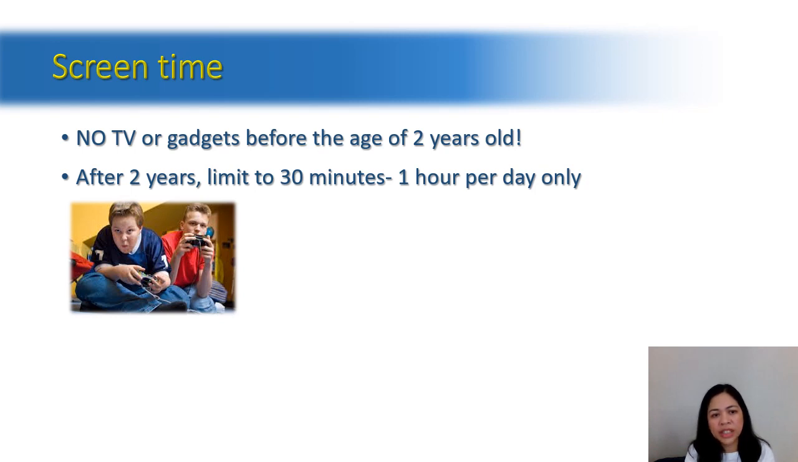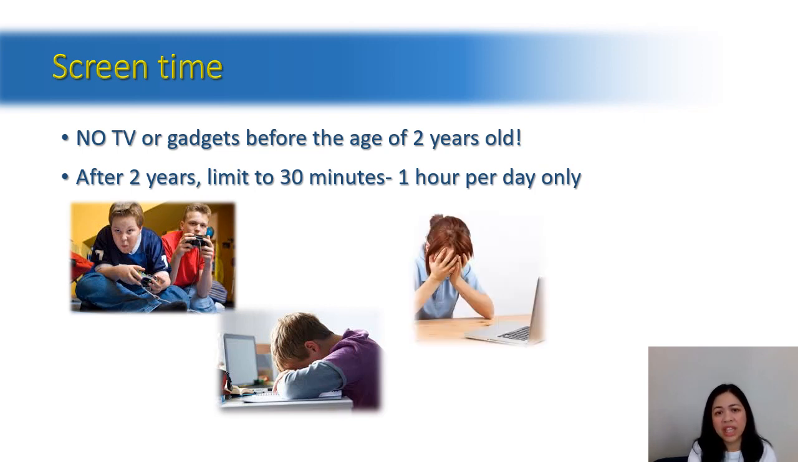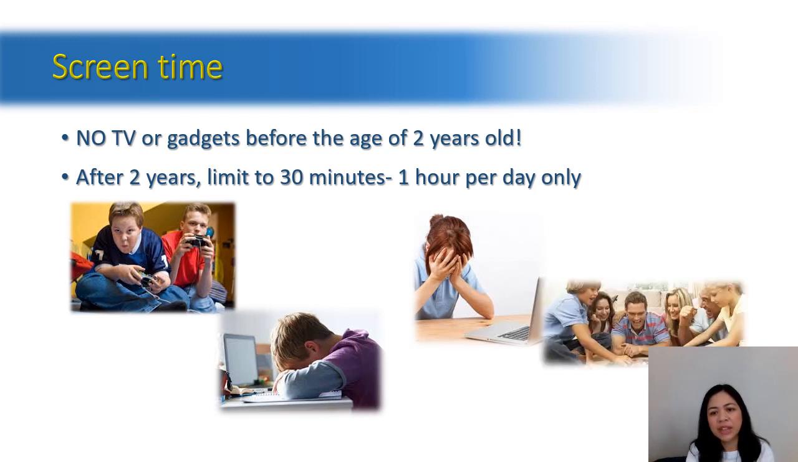So we often see this nowadays that children just play together virtually or through a screen, such that they can have sleeping difficulties or they can even be bullied when they're older. And that prevents them from social interaction.